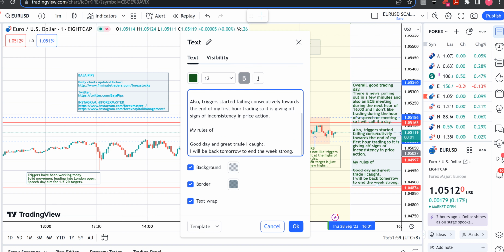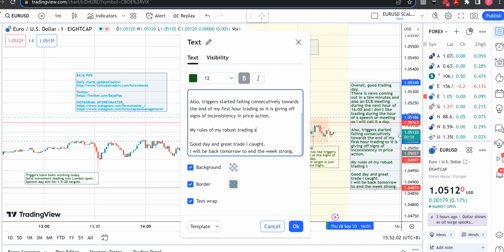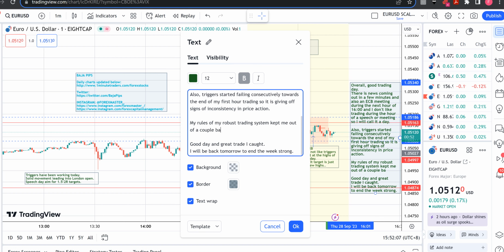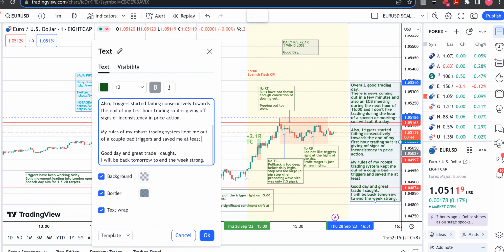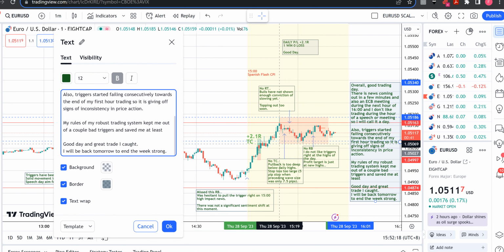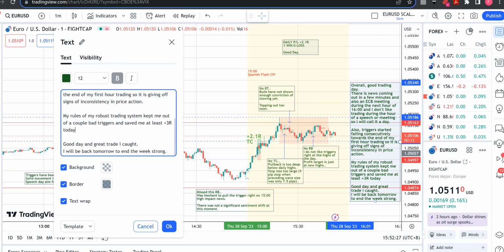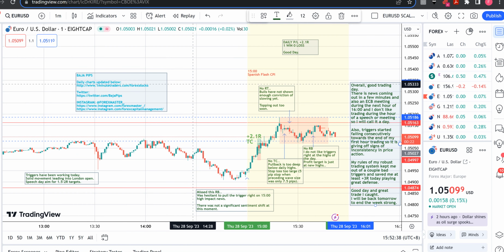My rules, robust trading. Let me out of bad triggers. For me, a couple ones right here. I said no TC, no RT, no RB. That's at least 3R. 3R. Great defense. Awesome, right? Beautiful. That's it, y'all.